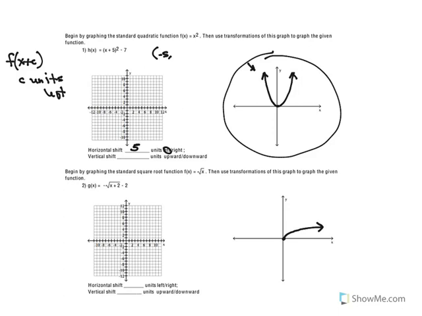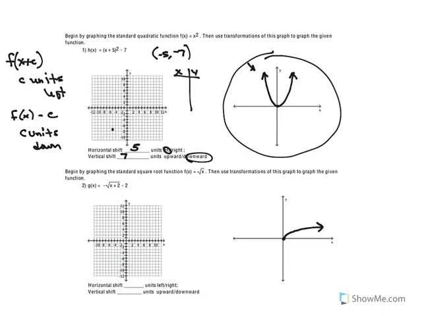Then we have negative 7, and we know from that rule, f of x minus c means it's going to shift c units down. So the vertical shift is 7 units down. So negative 7. So negative 5 down to negative 7 would put our initial point there. Then we use a t-table in order to get additional points.